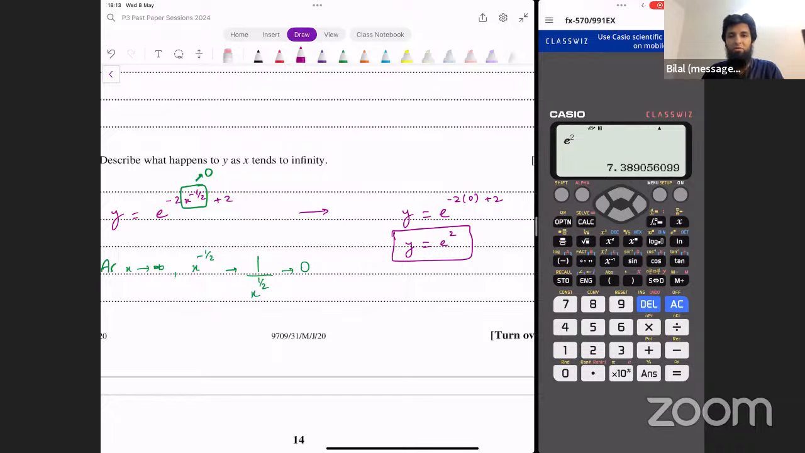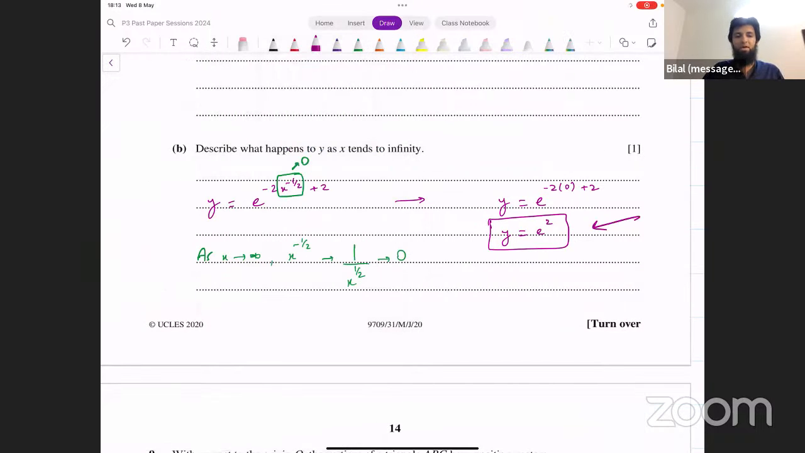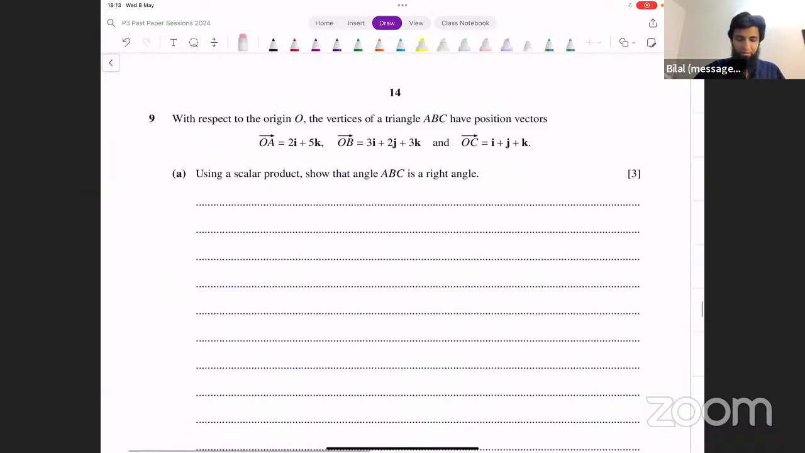If they asked you for an exact answer, then this is what you have to do, what we did here. Otherwise, you could use a calculator like this as well, and put a large number in place of x, and you will get a result from that. Make sense? Any problem with this? Any questions, anyone? No, sir. Okay, let's move on now.